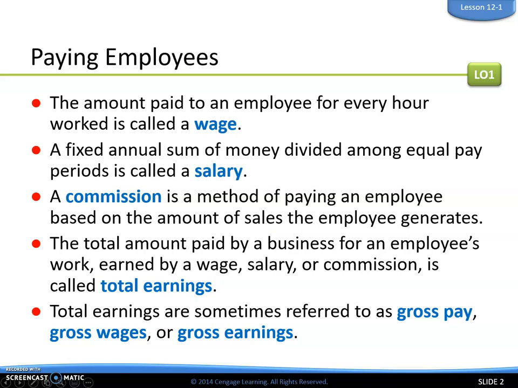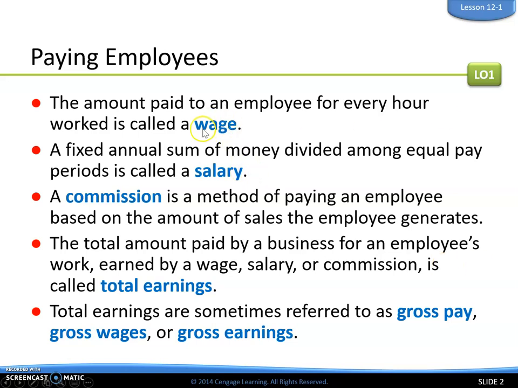So first we have a bunch of terms. Wage, the amount paid to an employee for every hour worked. A salary is a fixed annual sum of money divided among equal pay periods. A commission is a method of paying an employee based on the amount of sales the employee generates. Total earnings is the total amount paid by a business for an employee's work, earned by a wage, salary, or commission. And then total earnings are sometimes referred to as gross pay, gross wages, or gross earnings.